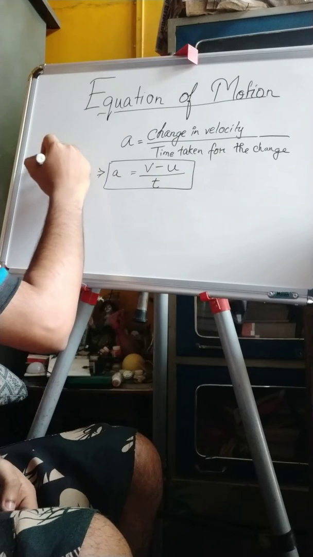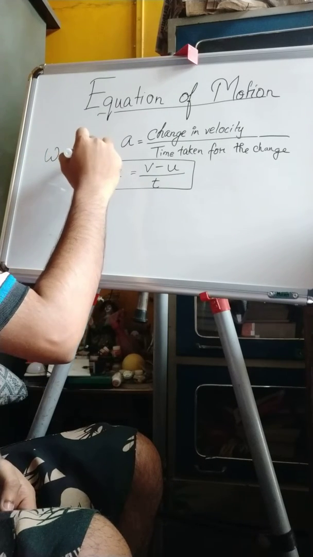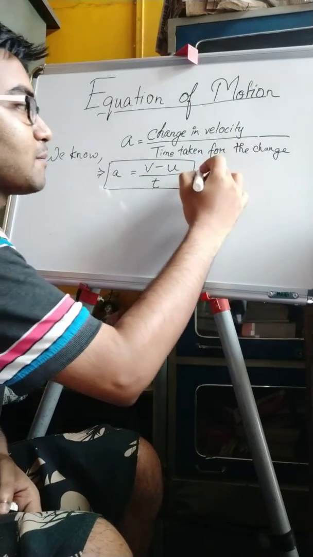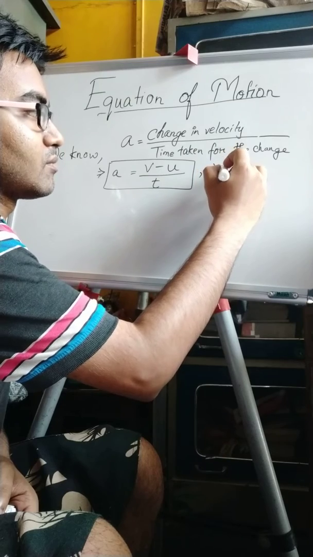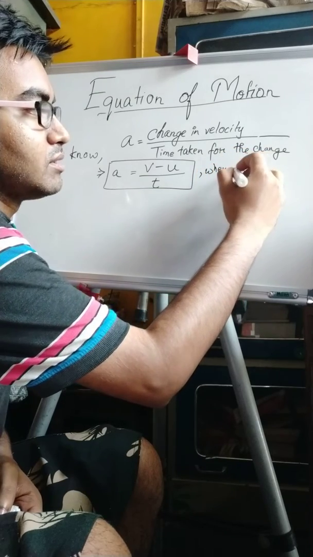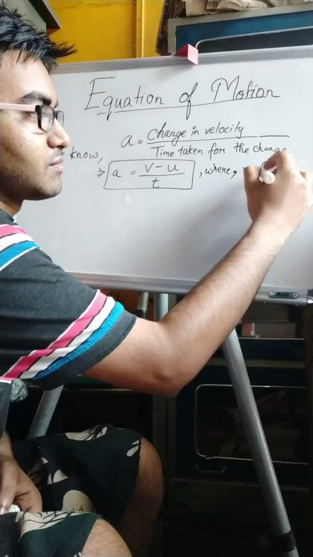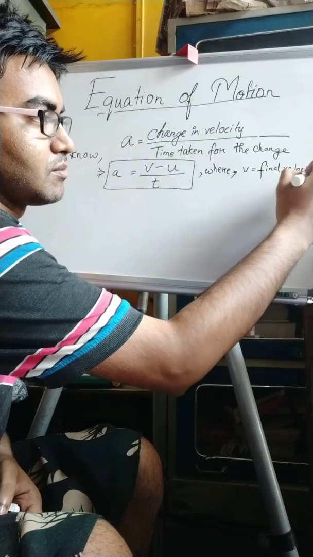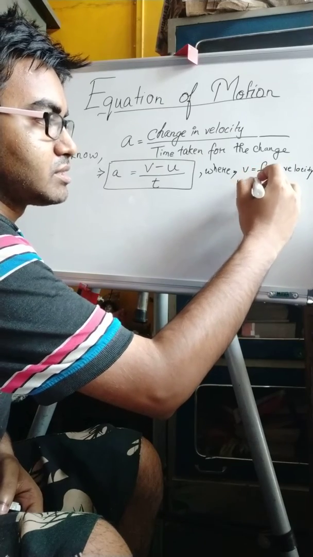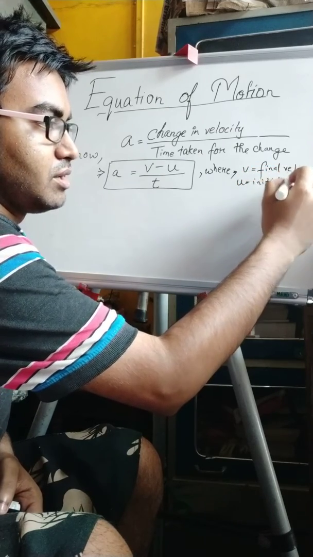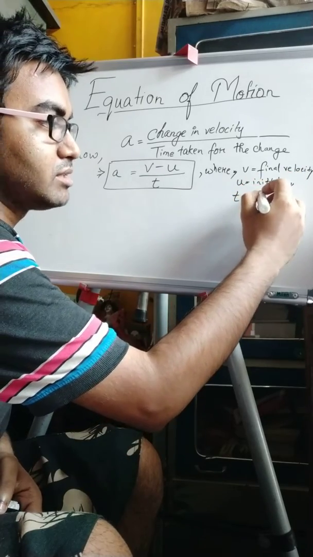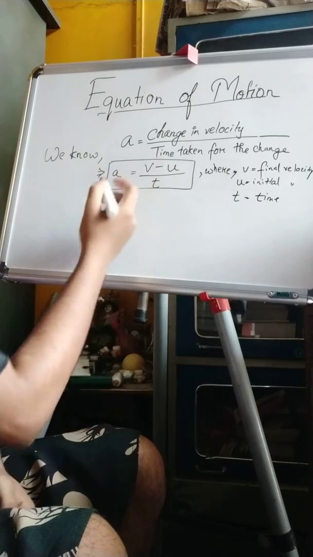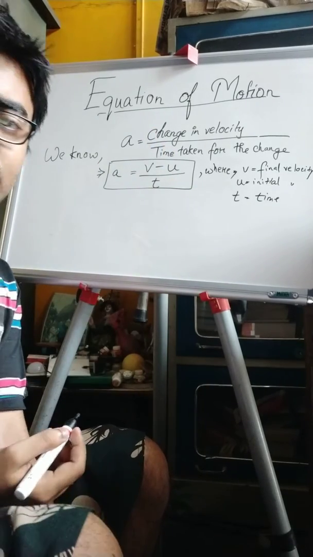So we know that A is equal to V minus U by T, where V is final velocity, U is initial velocity, and time T is the time taken for the change, right? And A is acceleration, obviously I had mentioned it, right?